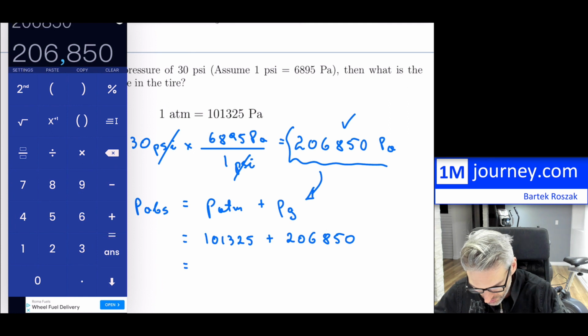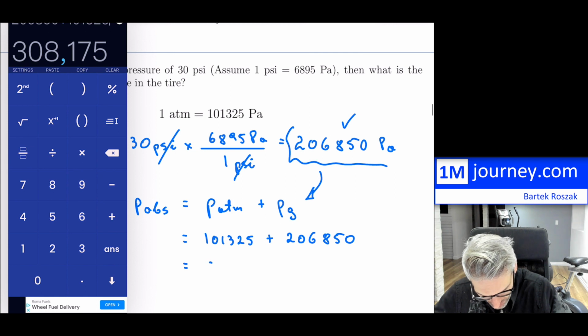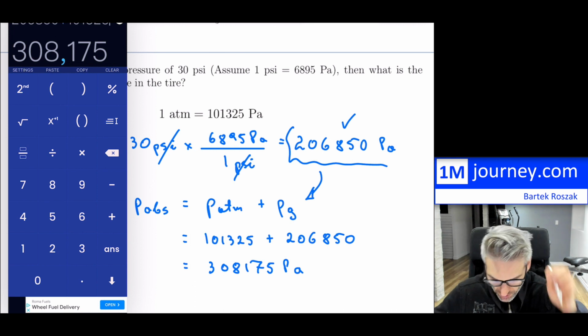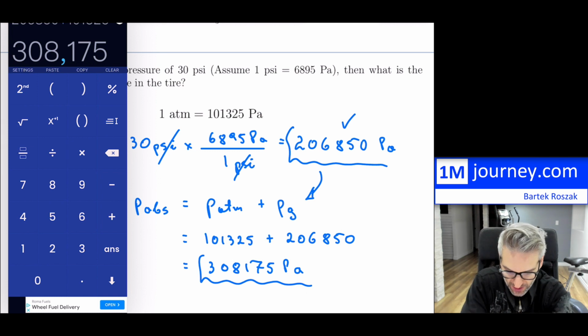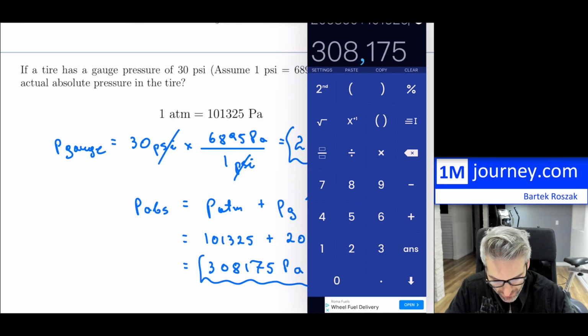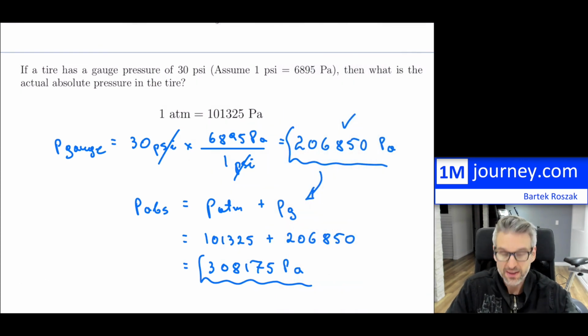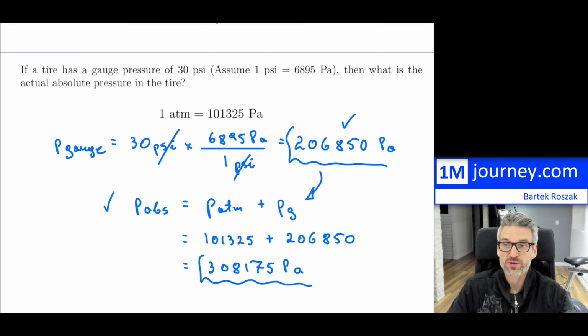So I'm going to just add these two together. 101,325 equals 308,175 pascals. And you can round it to whatever you like in here. So if you round it to, let's say, 3 sig figs, it would have been 308,000 pascals. Or you can round to one significant figure or whatever it is that you like. But that is all that you would have in here. So it's just a matter of understanding the equation for the absolute pressure, that you have to add the atmospheric pressure to it. All right, so that's the first example for you.